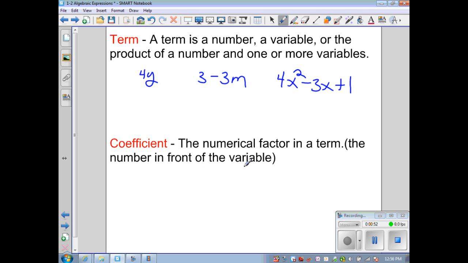It's in front of the variable. So here I have 4x squared minus 3x plus 1. We have three separate terms. The number in front of the variable is known as the coefficient. So here, my coefficient is 4. Here, my coefficient is a -3. This is just a constant.